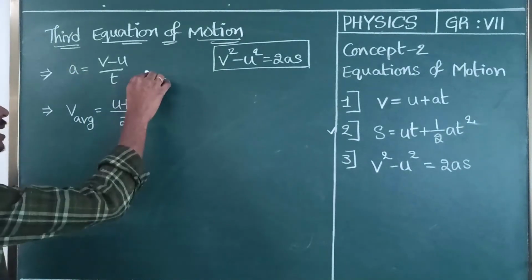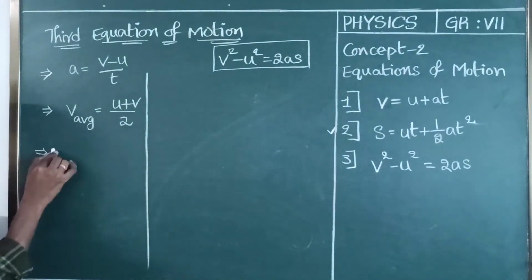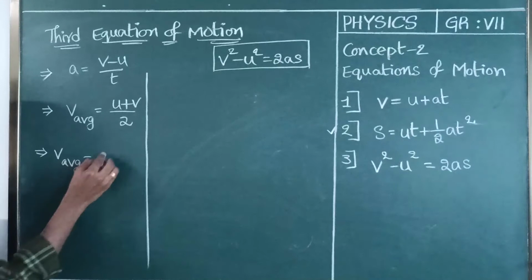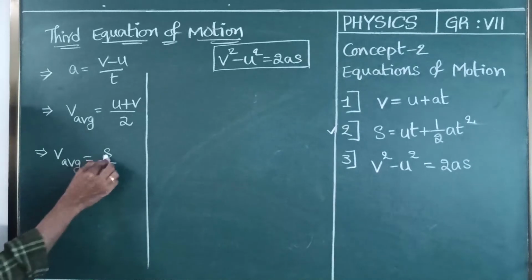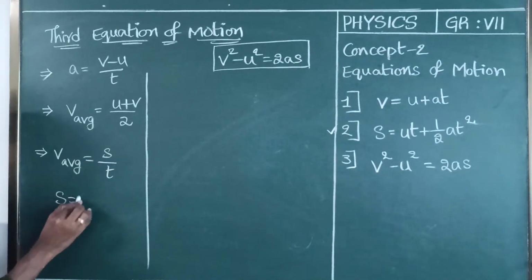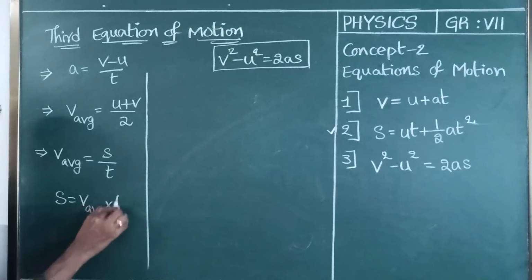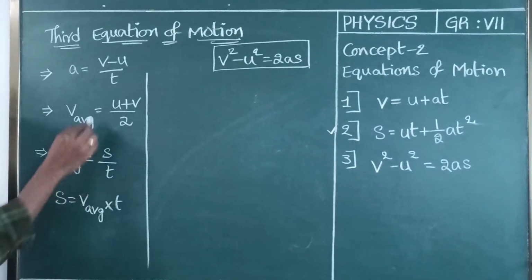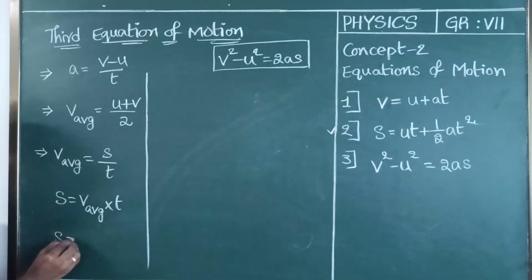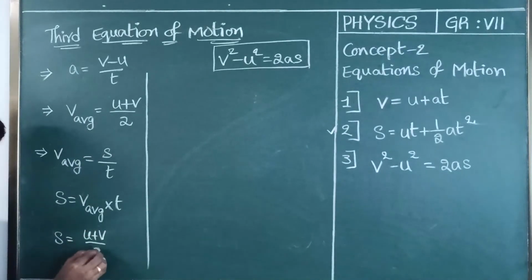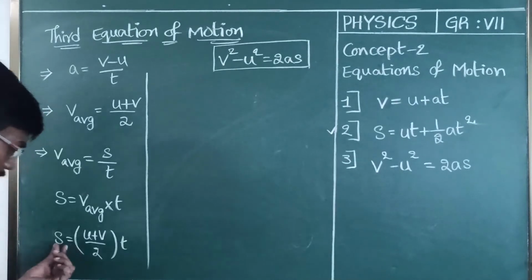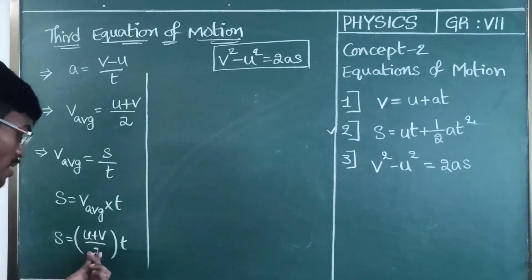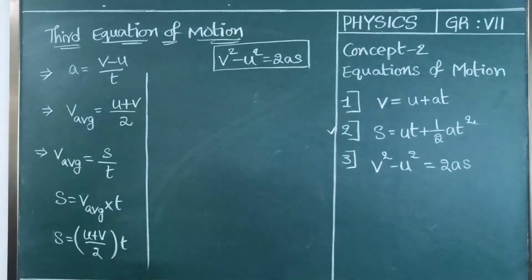But the original average velocity formula is what? V average is equal to displacement by time taken. And here displacement can be written as what? S is equal to V average into T. And V average means what? U plus V by 2. Then S is equal to U plus V divided by 2 into T.